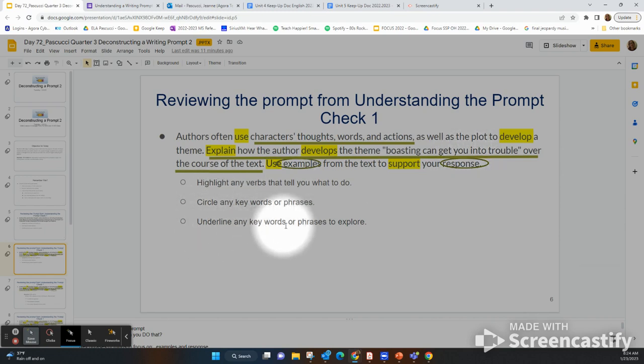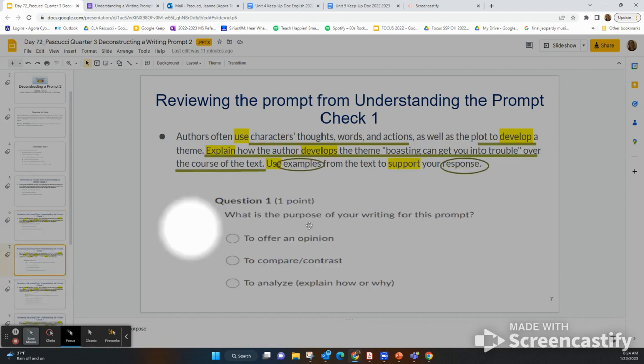You want to underline any keywords or phrases to explore. One of those things is characterization. Characters, thoughts, words, and actions. Okay? Or explain how the author develops the theme. And it gives you one of the themes. Okay? Now, let's go over some of the questions.